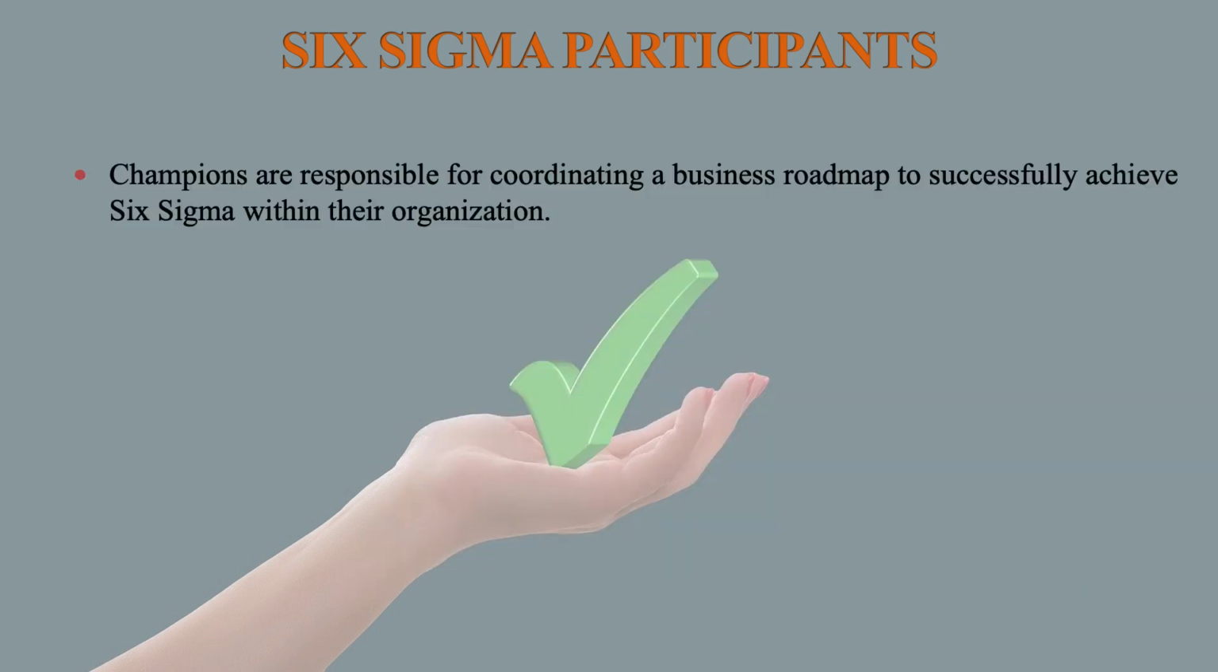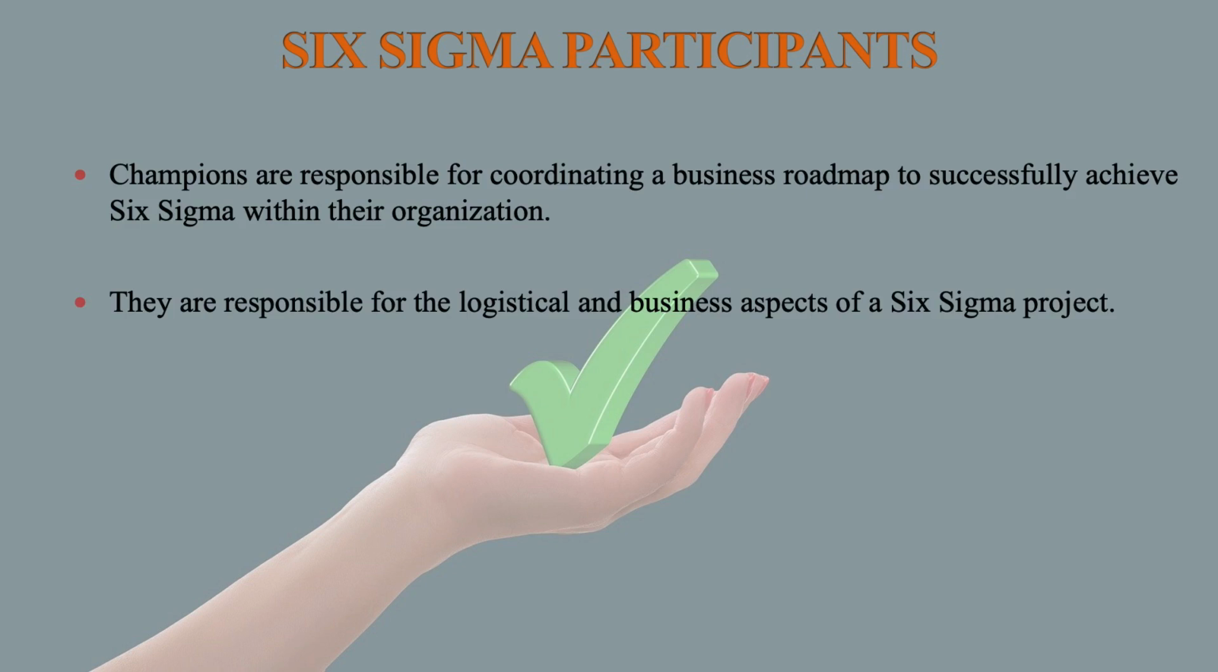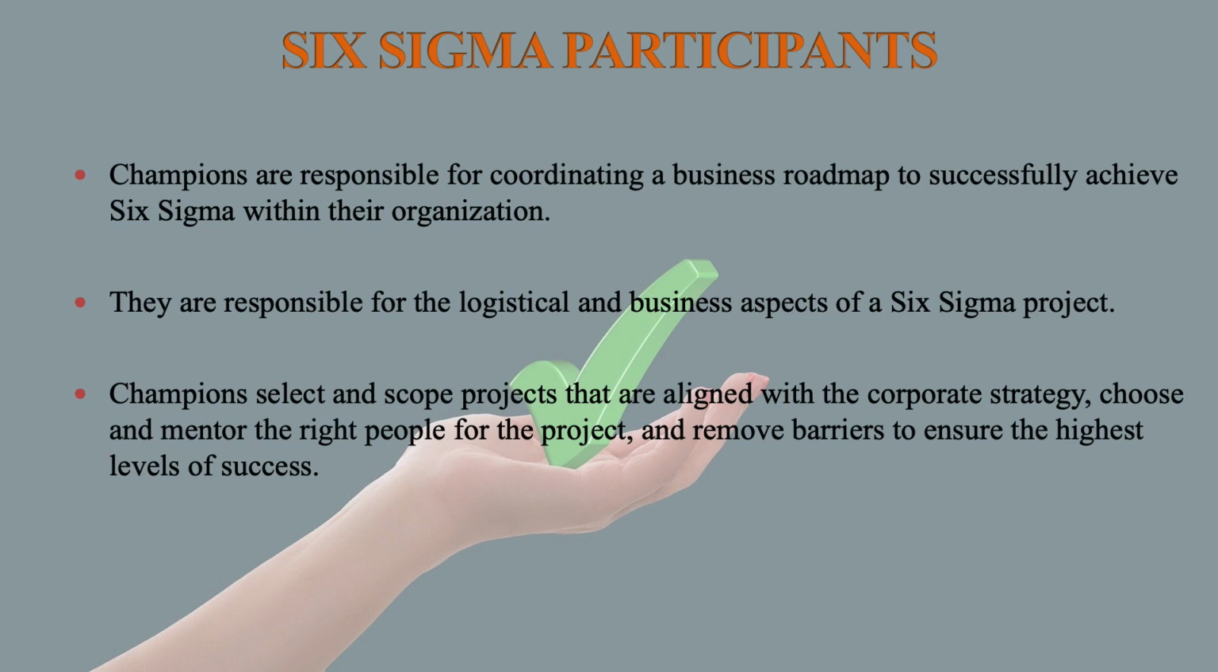Champions are responsible for coordinating a business roadmap to successfully achieve Six Sigma within their organizations. They are responsible for the logistical and business aspects of Six Sigma projects. Champions select and scope projects that are aligned with the corporate strategy, choose and mentor the right people for the project and remove barriers to ensure the highest level of success.